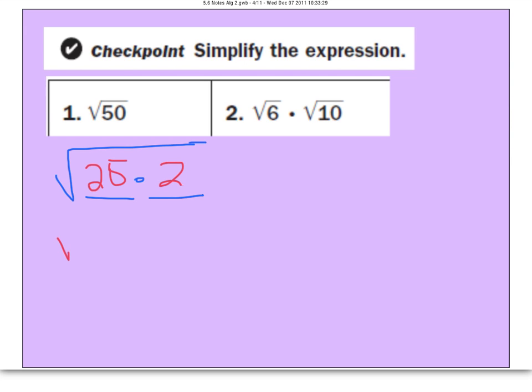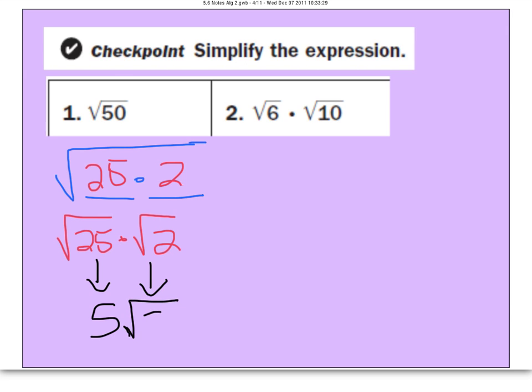That's 50. So now break it into the square root of 25 times the square root of 2. The square root of 25 is actually the number 5, so notice I drop the square root symbol and make it a 5. The square root of 2, it's not a nice whole number. It's actually 1.414 in your calculator, so I'm going to keep it and write it as 5 square roots of 2.